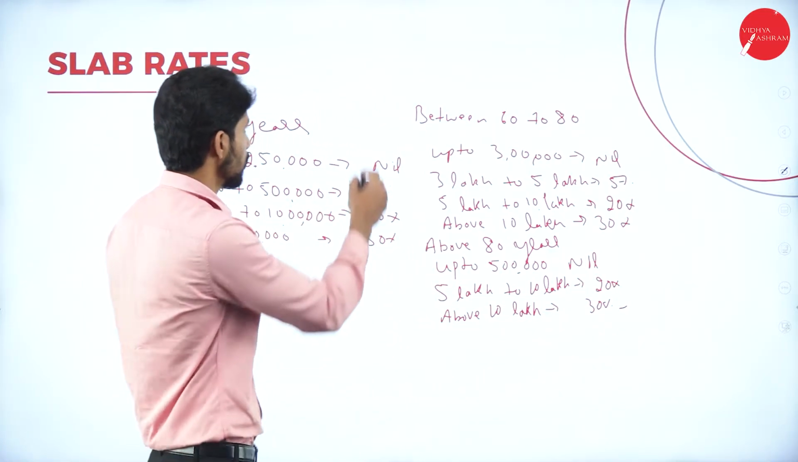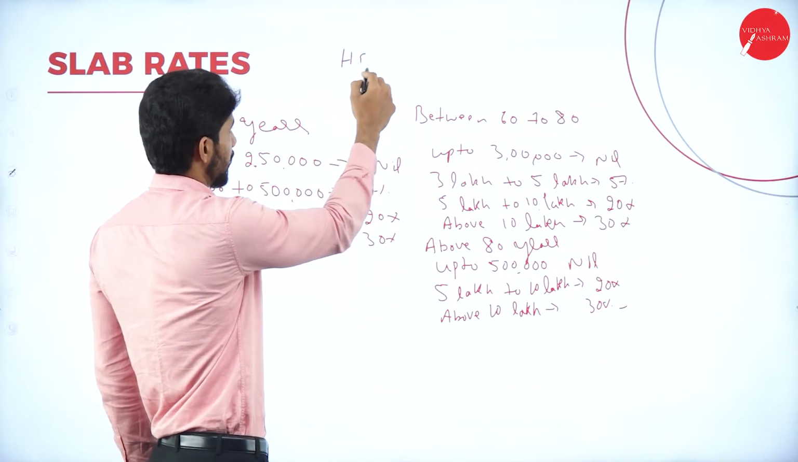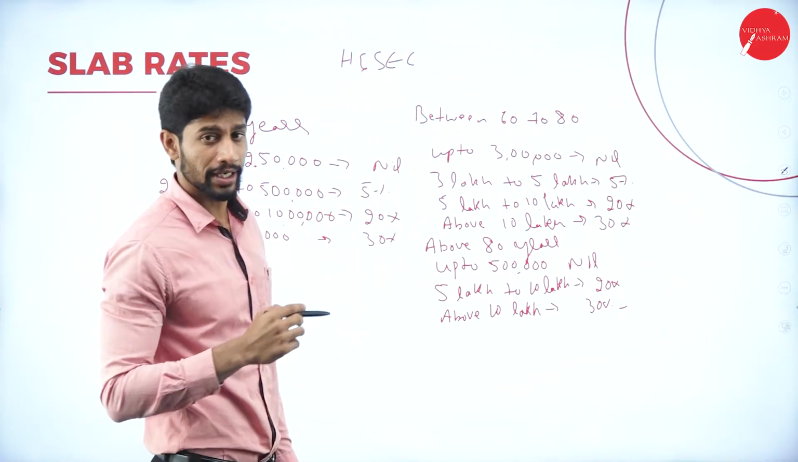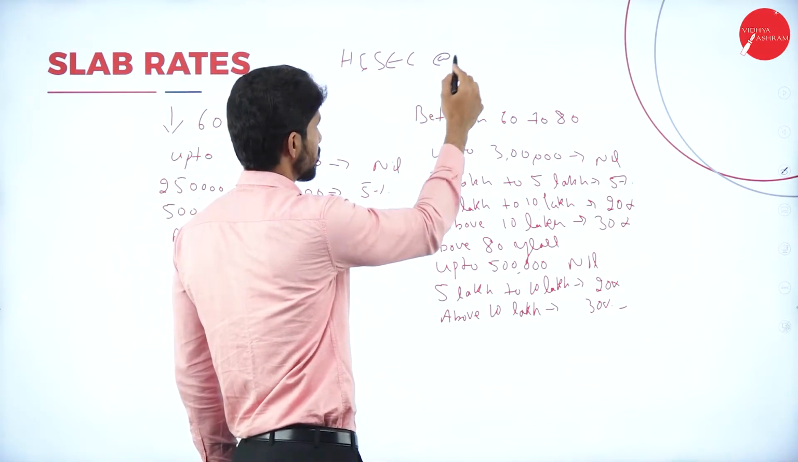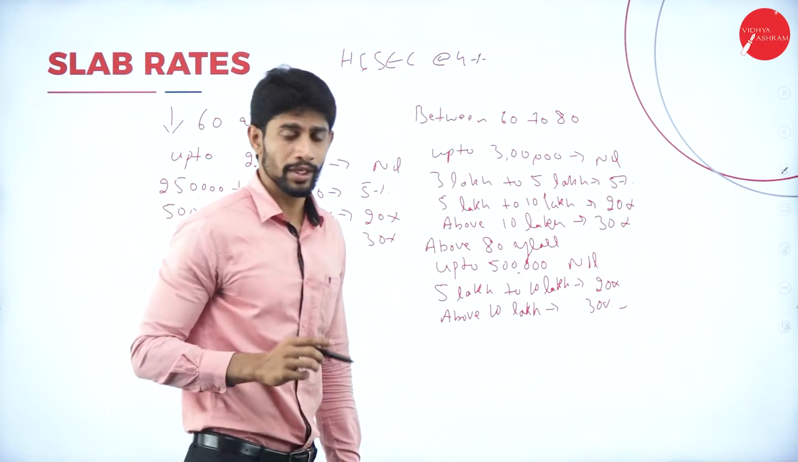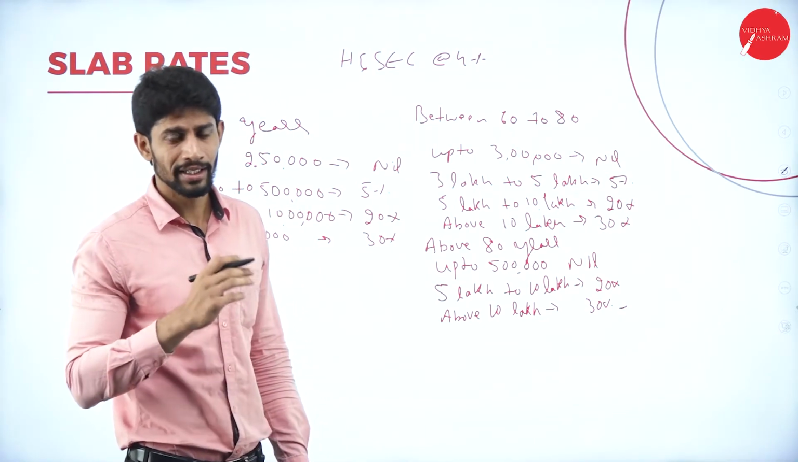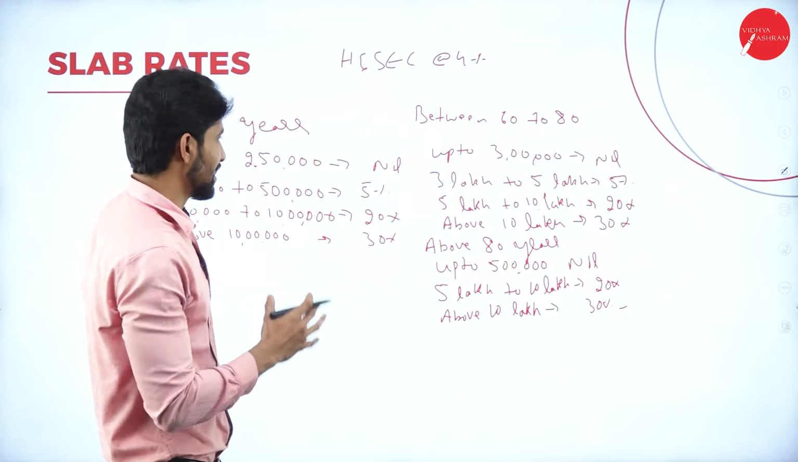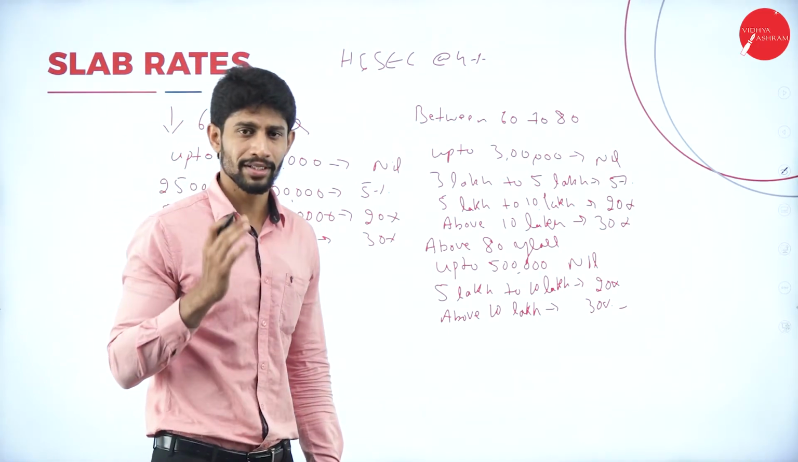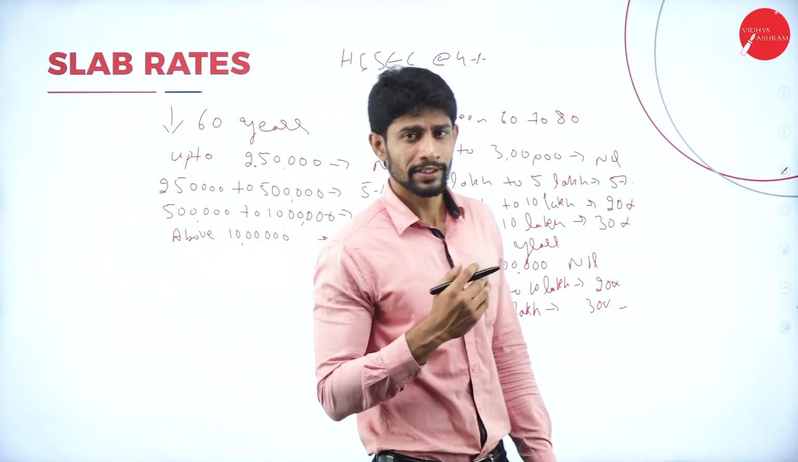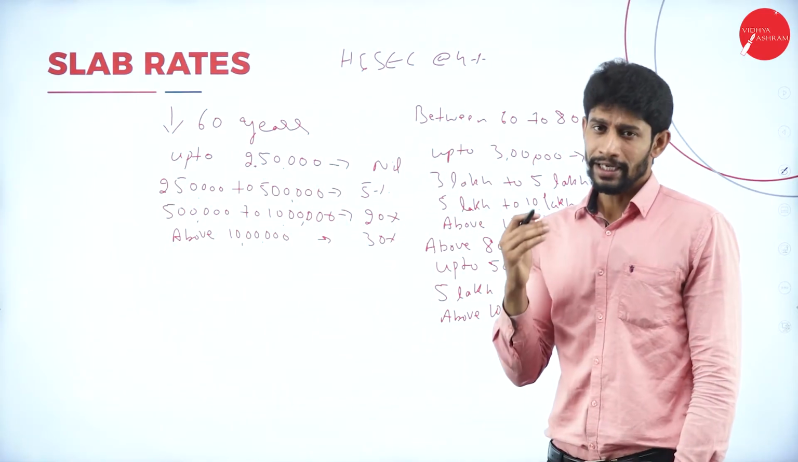And also higher and secondary education cess is applicable at 4%. If surcharge is applicable, then we are supposed to calculate the surcharge at the prescribed rate. So this is the slab rate for the present year. So now moving on to solve the problems based on the computation of total income of an individual.